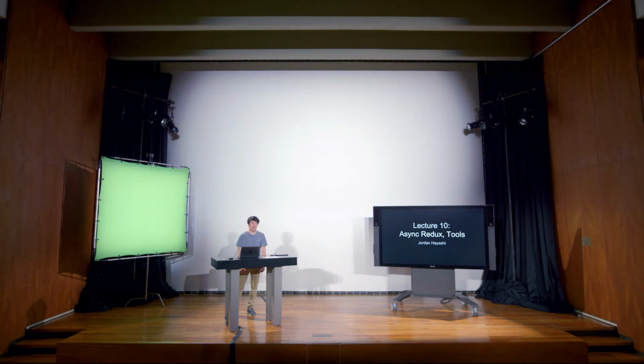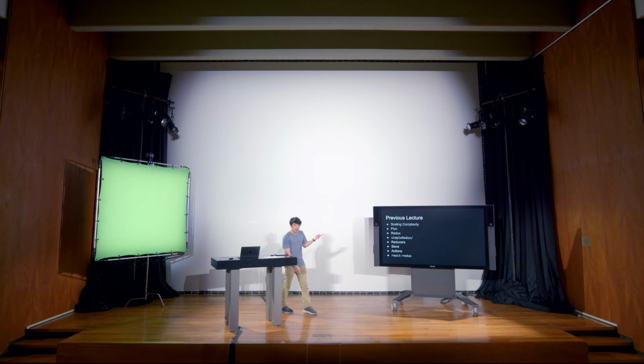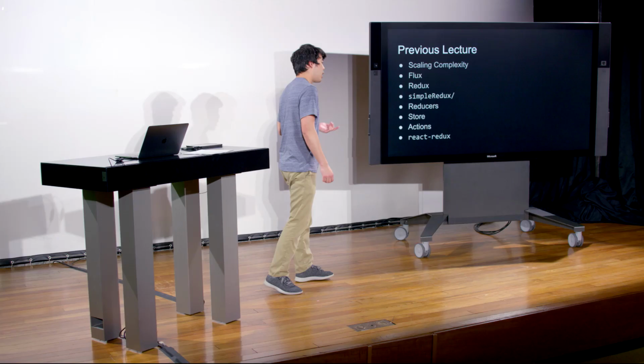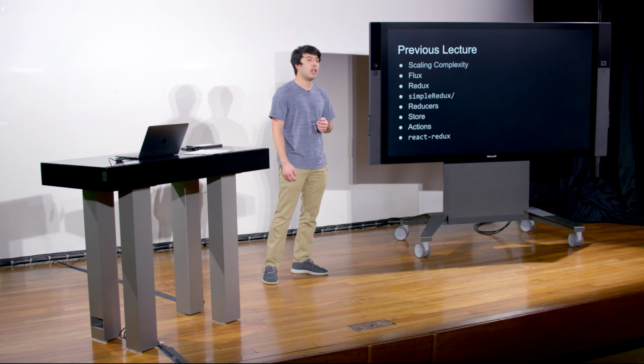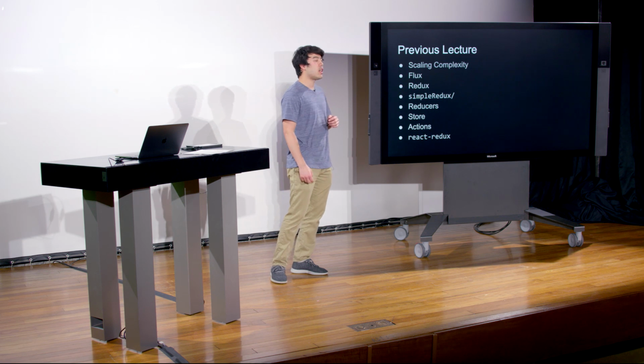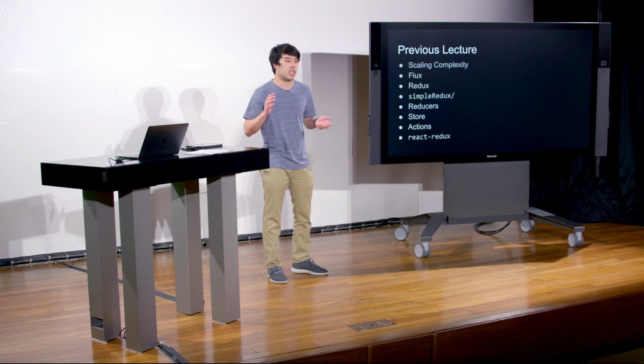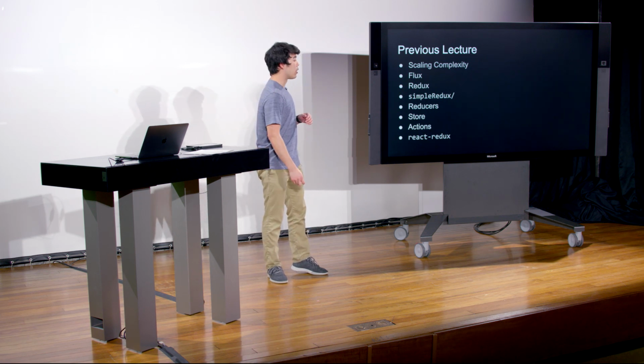Hello and welcome back for lecture 10. This week we'll be talking about asynchronous Redux and some tooling around JavaScript. So in the previous lecture, we talked about scaling complexity and some of the issues that a company like Facebook runs into when they're running at scale. We talked about their particular solution to that problem, which is the Flux architecture, whereby data takes a one-way street, basically. There are no two-way bindings between models and the controllers.